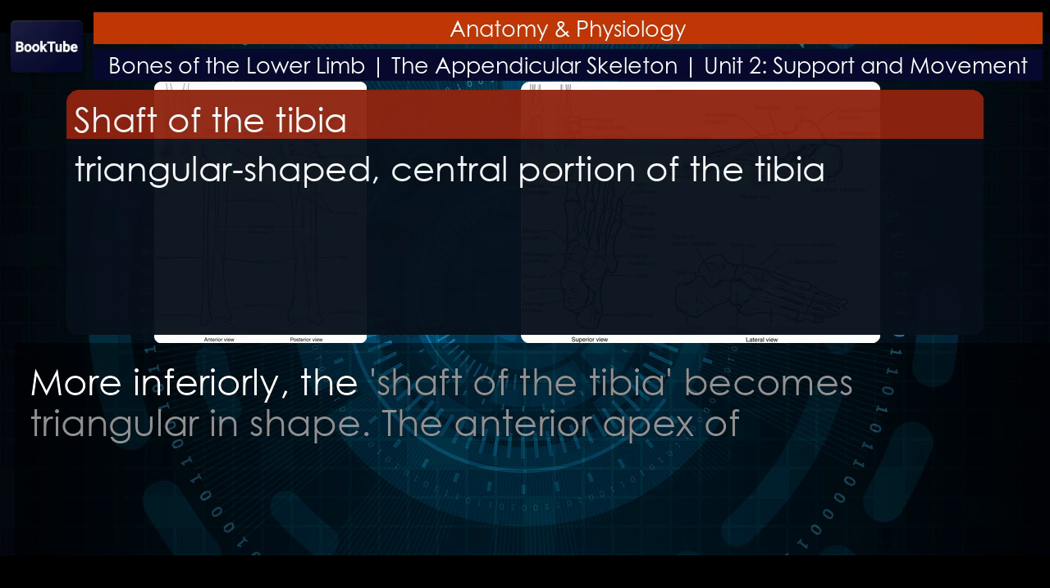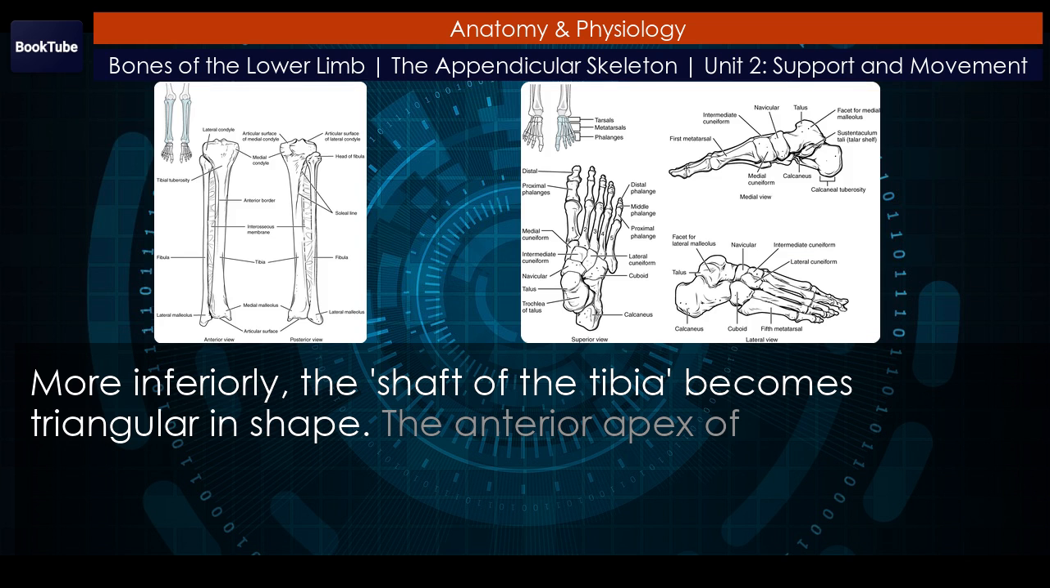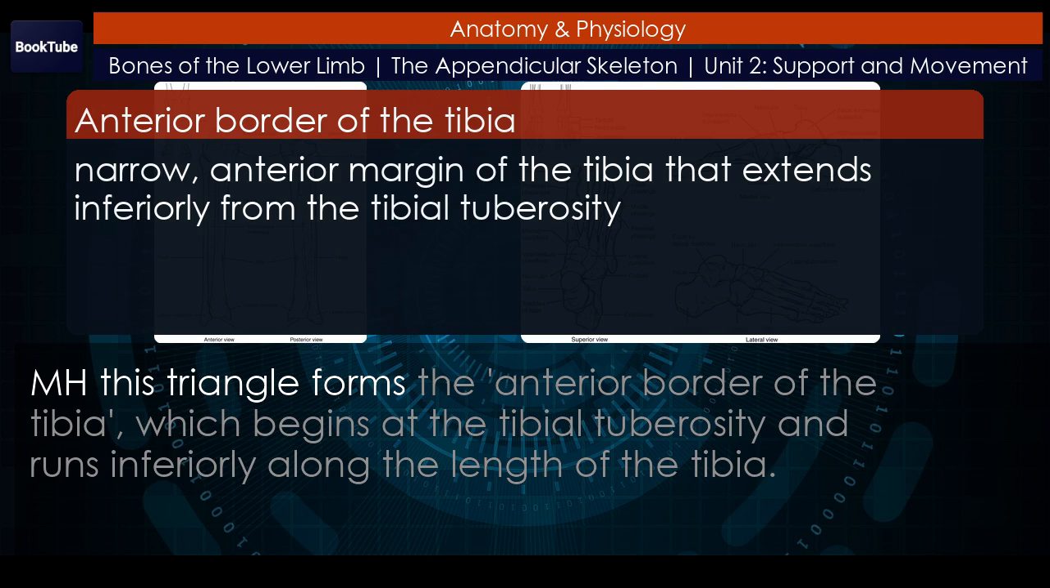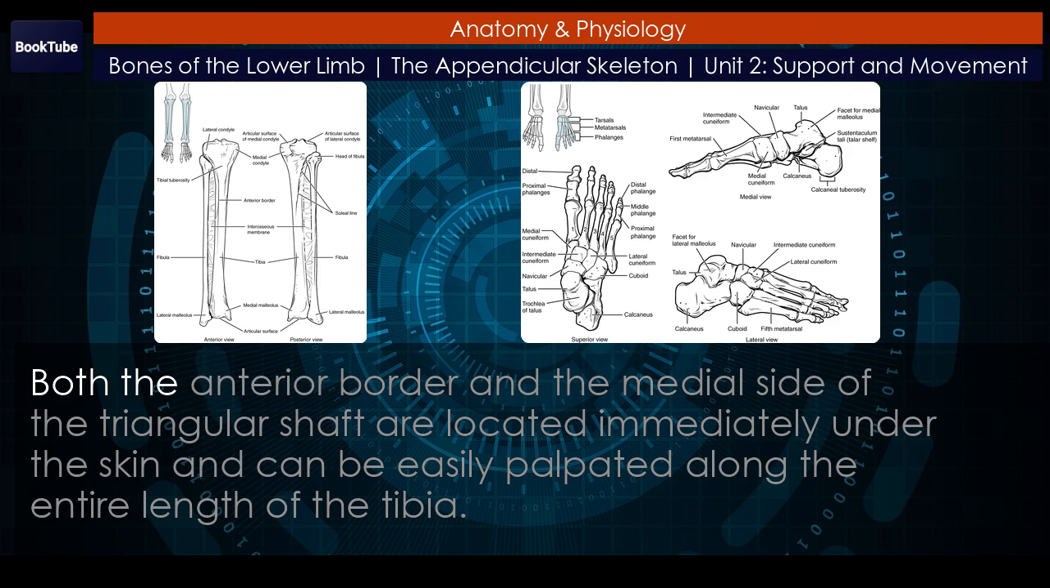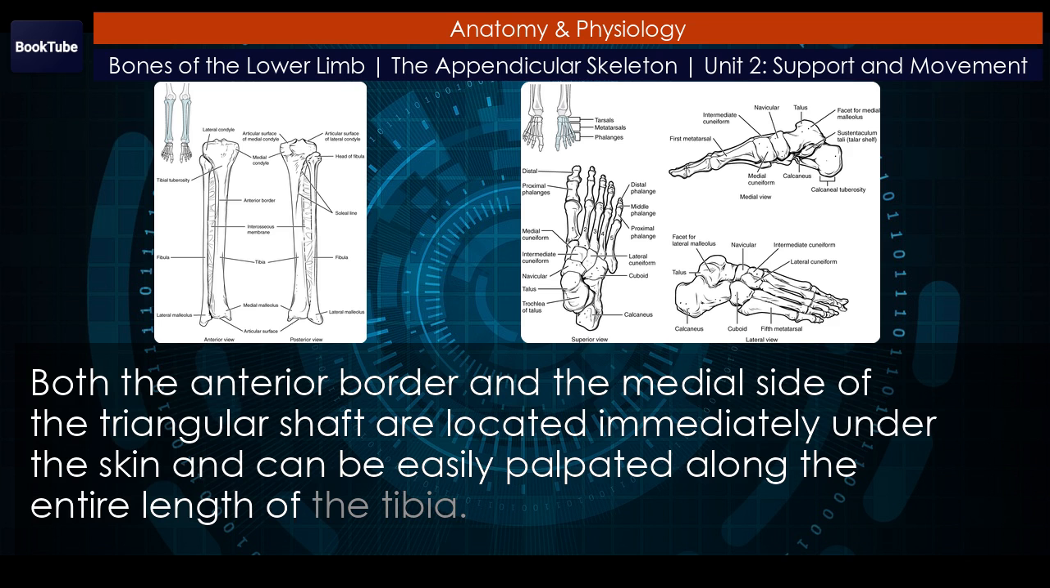More inferiorly, the shaft of the tibia becomes triangular in shape. The anterior apex of this triangle forms the anterior border of the tibia, which begins at the tibial tuberosity and runs inferiorly along the length of the tibia. Both the anterior border and the medial side of the triangular shaft are located immediately under the skin and can be easily palpated along the entire length of the tibia.